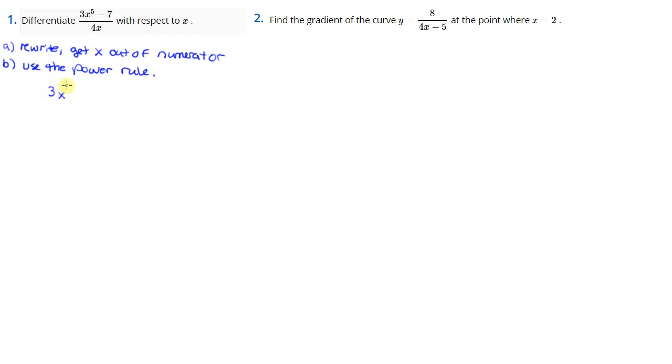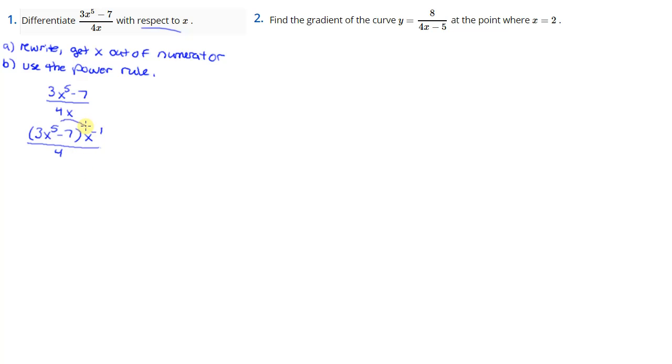First, let's write the original: 3x to the 5th minus 7 all over 4x. If I bring the x up to the numerator, the entire numerator is going to get multiplied times x to the negative 1 power. So it's going to look something like this: 3x to the 5th minus 7, all times x to the negative 1. And it's still going to be divided by 4.